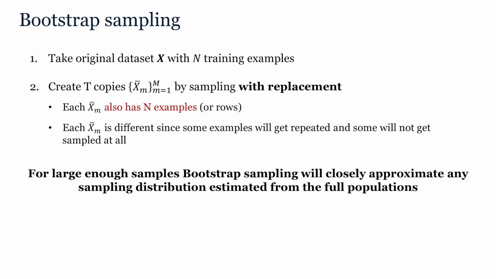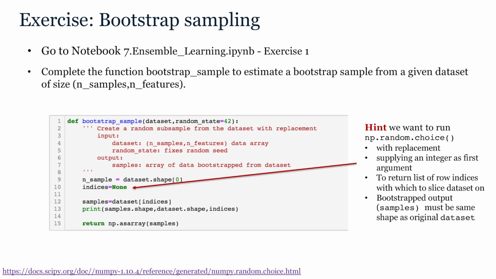In what follows, we will show that for large enough samples, bootstrap sampling will closely approximate any sampling distribution estimated from the full population. To see how this works, let's go through an exercise of creating bootstrapped examples from a small toy dataset. Go to Notebook 7, Ensemble Learning Exercise 1.